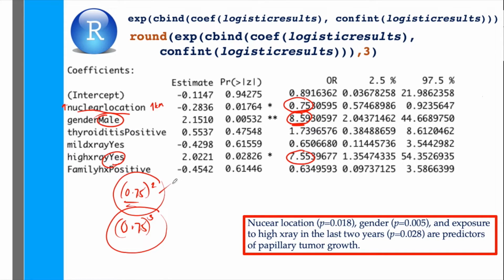Notice here that this will just decrease as the exponent gets larger, because as we know, 0.75 raised to 3 is lower as compared to 0.75 raised to 2. That's why for every 1 kilometer increase, the odds change by a factor of 0.75. Again, it tells us that the odds decrease for every 1 kilometer increase in the nuclear location.